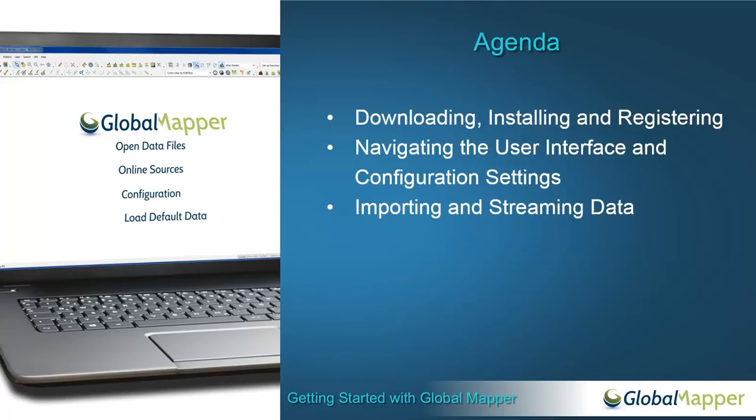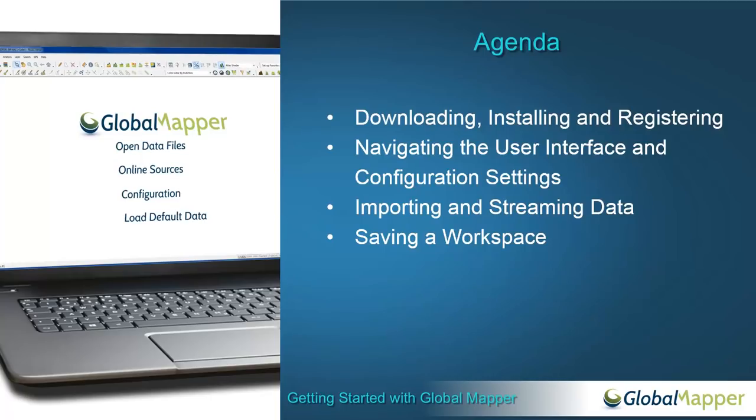Obviously, for most applications of Global Mapper, the idea of getting data into the application is probably the most important workflow. So we'll talk about that. How do we access files? You'll note we've indicated importing and streaming data. We'll introduce our online data streaming service, how to access some of those remote data sets through web map services and the like. We will talk about the process of saving a workspace.